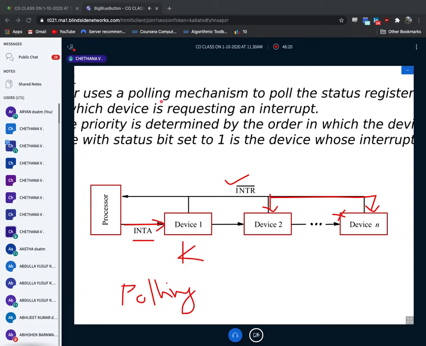Are you clear with this polling process? Polling means, please get this point: the processor itself will go to every device and check whether it is requesting my service or not. That is the polling process. Clear?